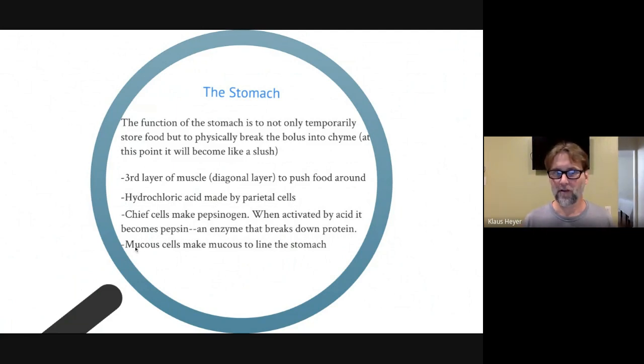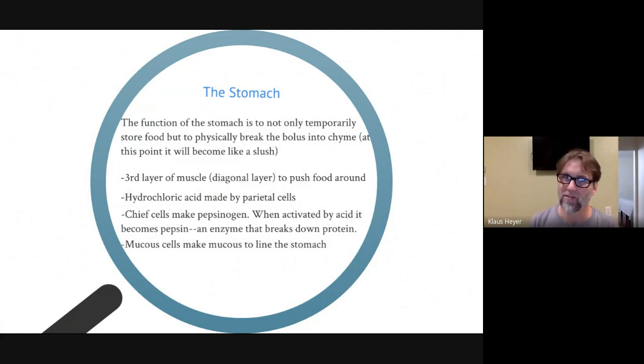And so these cells at the bottom here, these mucus cells, those are cells in the wall of the stomach. They make the mucus layer. Right? So we have mucus cells that make the mucus that protect our stomach. We have parietal cells, which make the acid, hydrochloric acid. And that's what's going to physically break up the food.